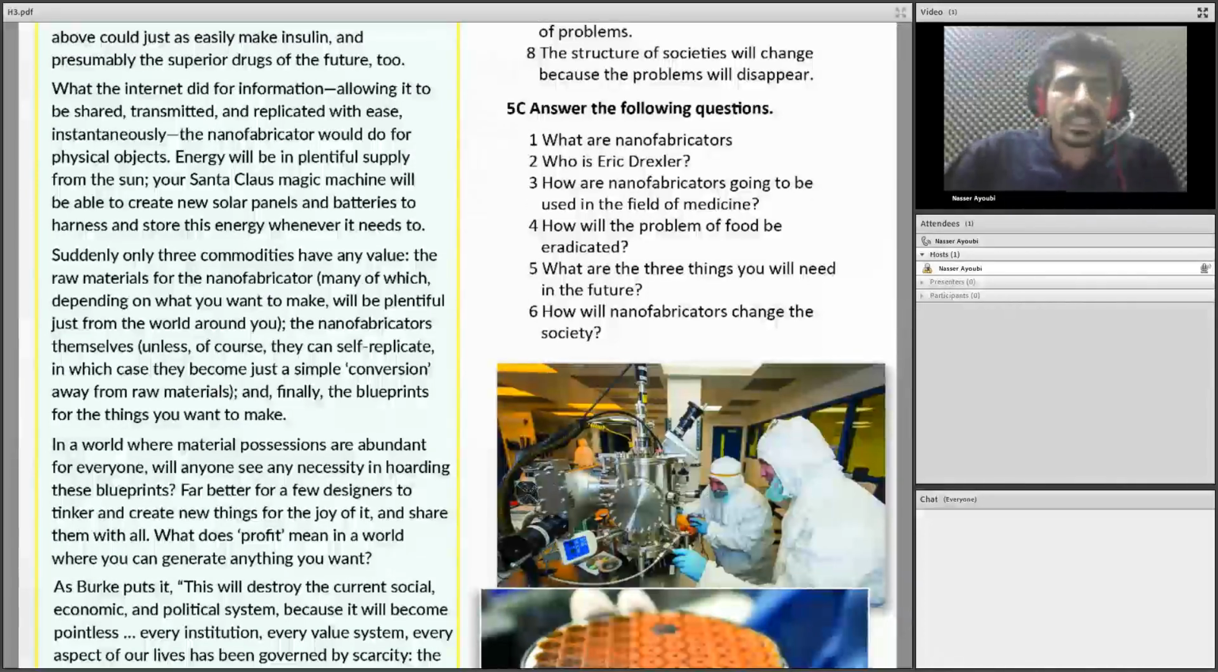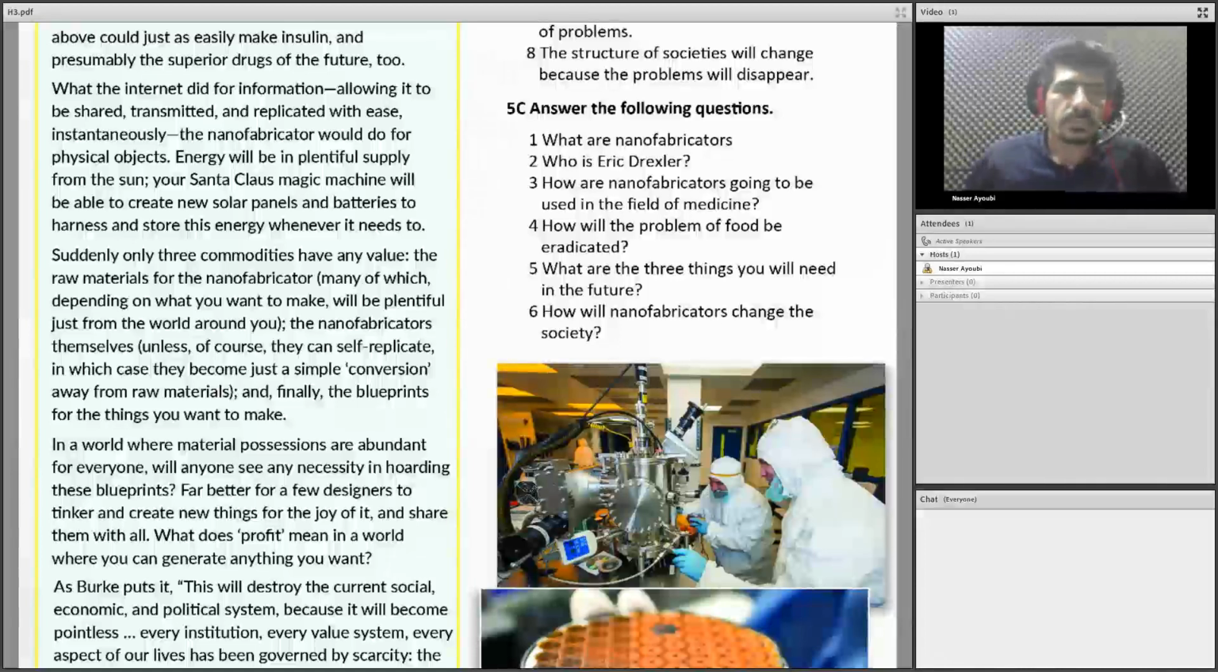What the internet did for information, allowing it to be shared, transmitted, and replicated with ease instantaneously, the nanofabricator would do for physical objects. Energy will be in plentiful supply from the sun. Your Santa Claus magic machine will be able to create new solar panels and batteries to harness and store this energy whenever it needs to.